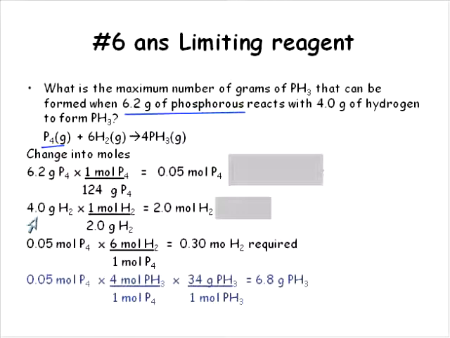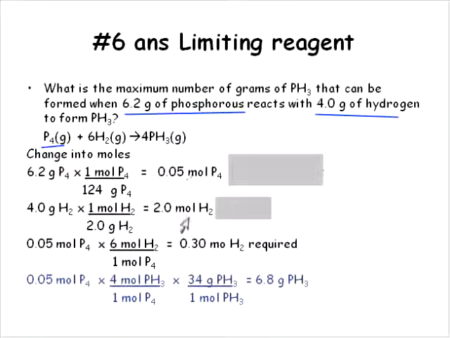Next one, we have 4 grams of hydrogen. One mole of hydrogen is 2 grams, so we convert it to moles. So now we have 2 moles of hydrogen. So 6.2 grams of P4 would give us 0.05 moles, and 4 grams of hydrogen gives us 2 moles.